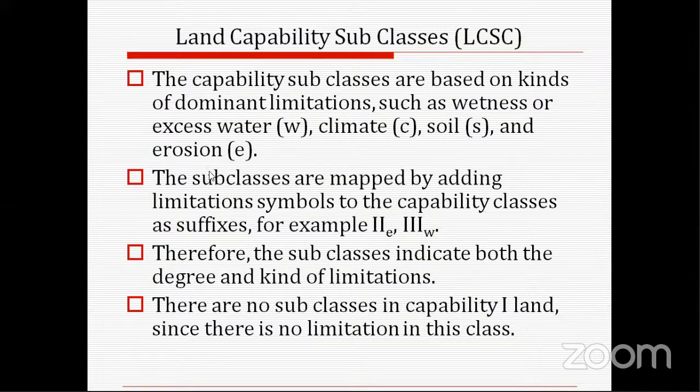You will give the symbol E. The symbol E means that the particular soil is facing some erosion problem. That is the limitation factor in that particular land or soil, and that is what is represented here. If there is a water condition, then you mention the class and in the subscript you say W, meaning water. There is some excess water problem, some wetness problem. So this is what is called the land capability subclass.